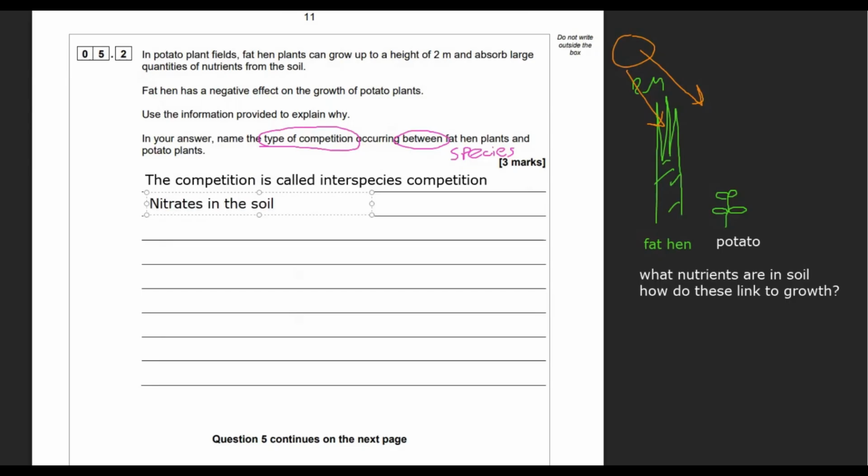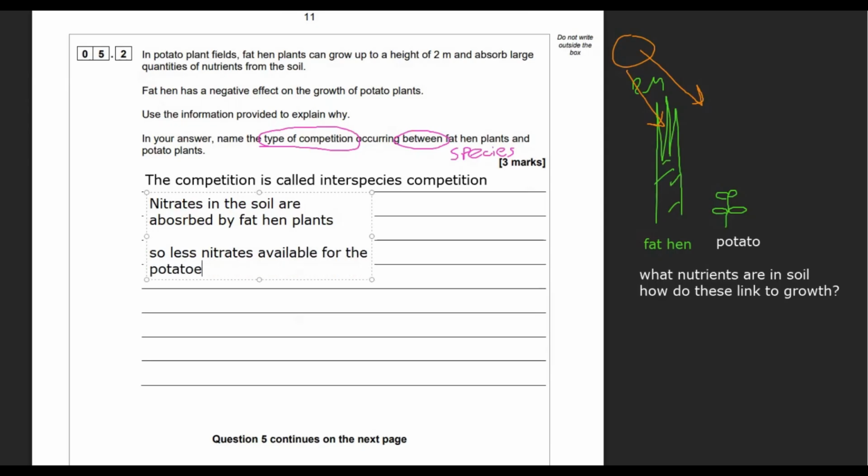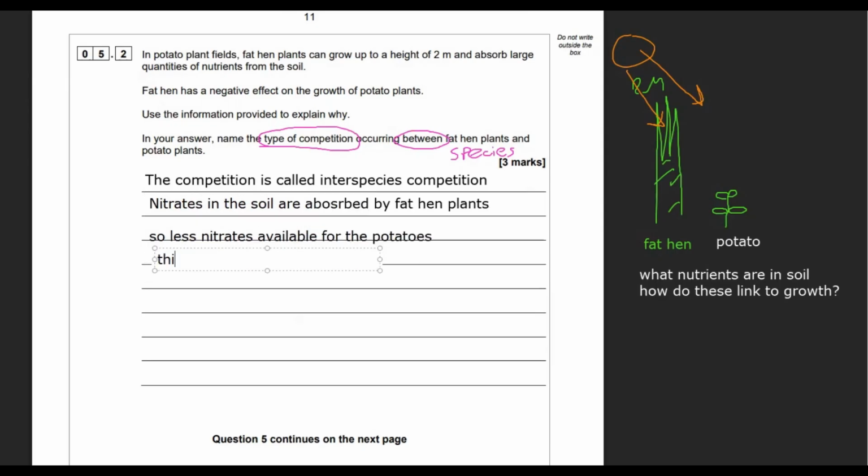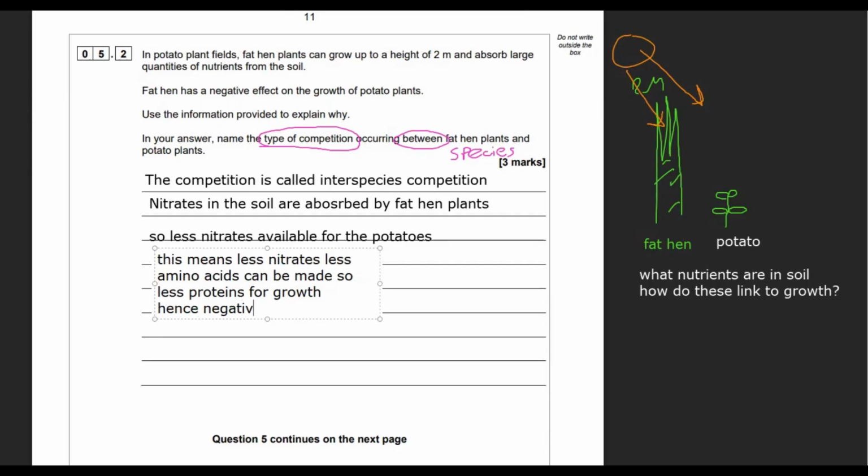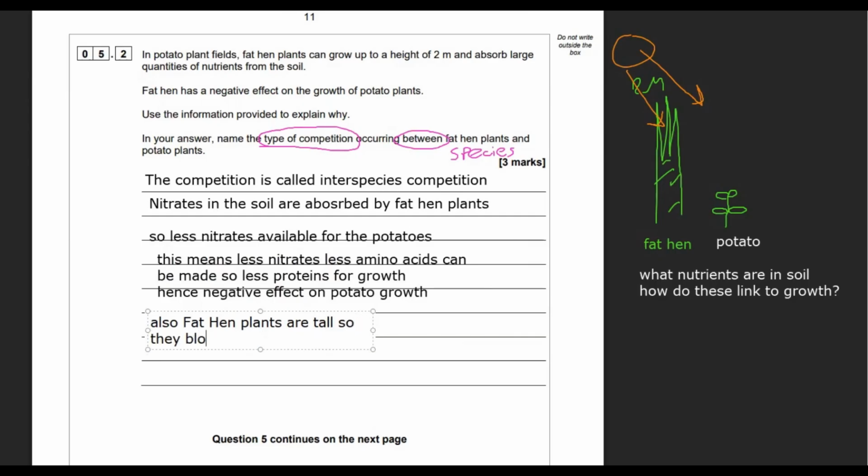What else? We can say sunlight is blocked by the height of the fat hen plants because they're 2 meters tall. Means less light is available for the potato plants, so they can do less photosynthesis, produce less glucose for energy for growth. We could also say less nitrates are absorbed through the root hair cells because the fat hen plant is sucking up all the nitrates. And if you have less nitrates, you can't react them with glucose to make amino acids. And if you don't have amino acids, you can't polymerize them into peptides and proteins needed for growth. You get the idea. So you just want to go through the steps, put the key points down and smash out all of the marks.